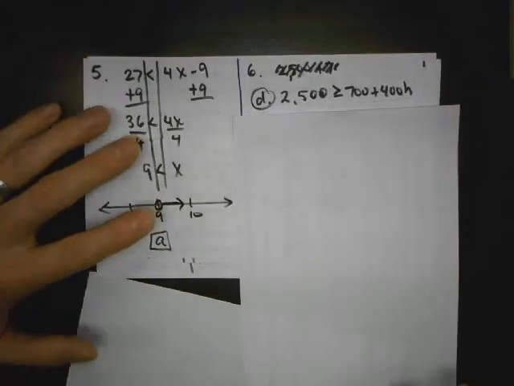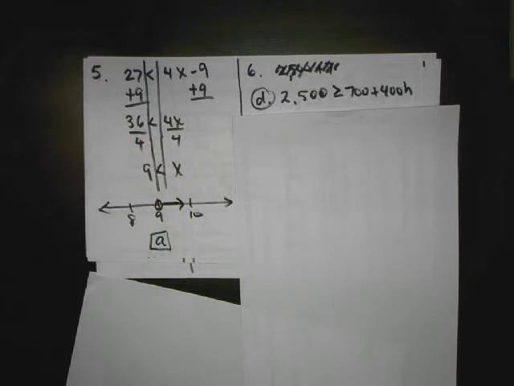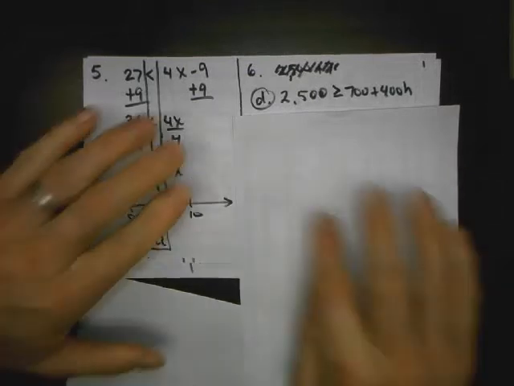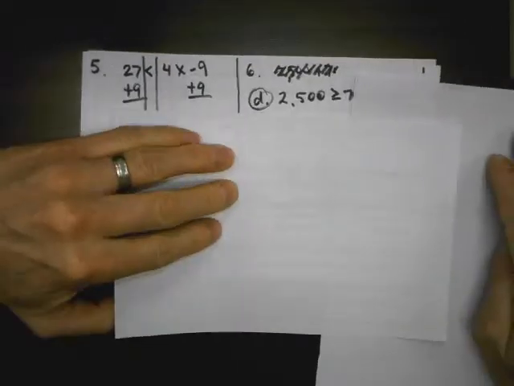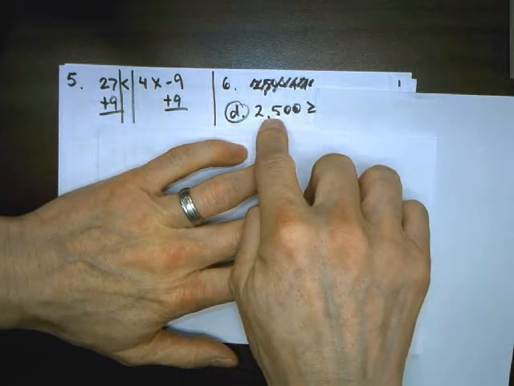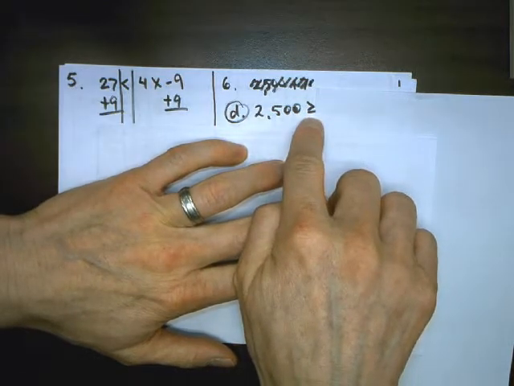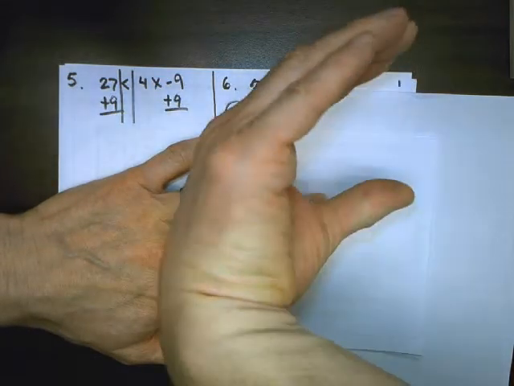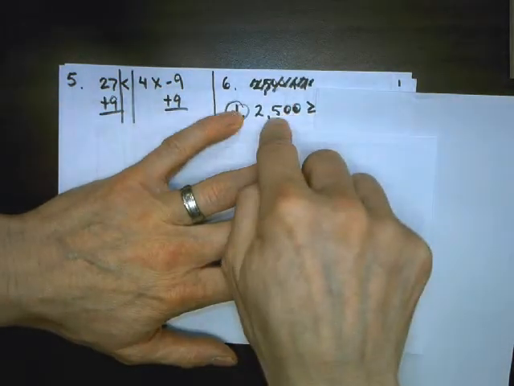Number 6 says a spoiled son can spend $2,500 a day on shopping. So the total amount that boy can spend is $2,500. Now that has to be more than or the same as what he spends. Okay, because sometimes it's the other way, right? But this time it should be here.